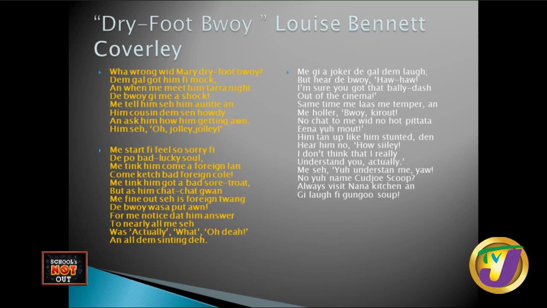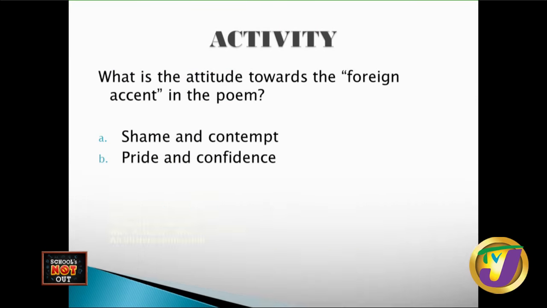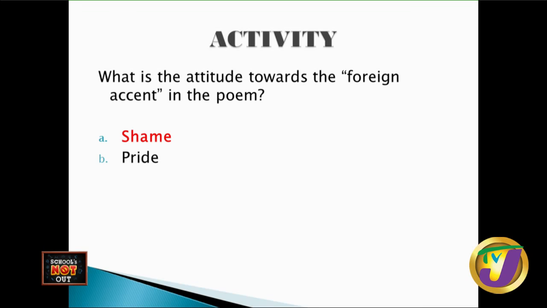And my question to you now, students, is what is the attitude towards this foreign language in this poem? What is the attitude? Is it one of shame or is it one of pride? Your answer to this should be shame.